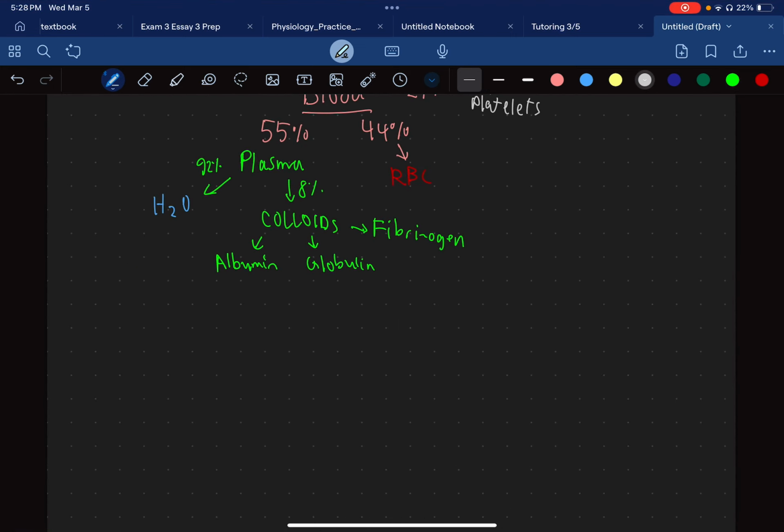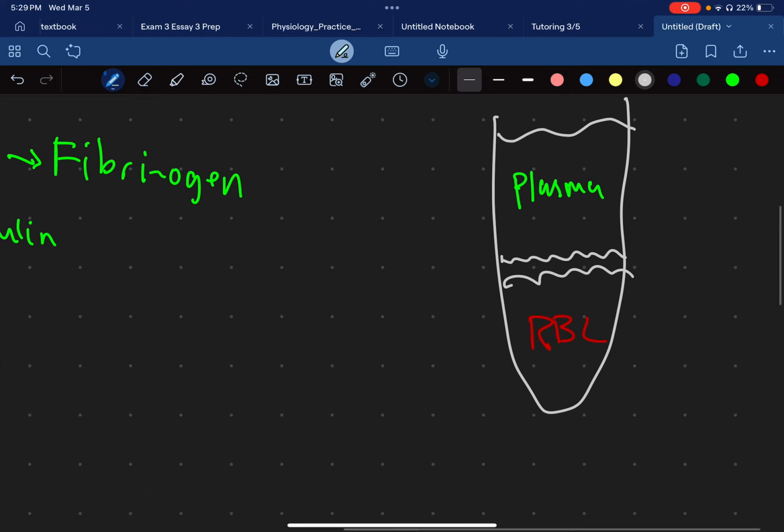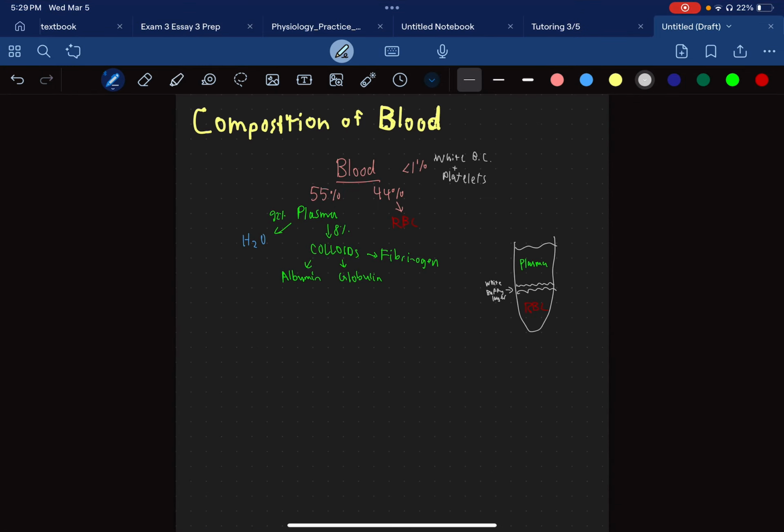So if we look at blood in a tube here, down here, we're going to have our red blood cells. Up here, the top will have our plasma. And then that middle layer is going to be our white, buffy layer, which is going to have our white blood cells and platelets right there. So that's the composition of the blood.